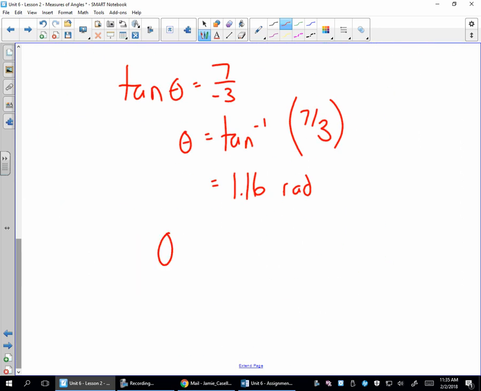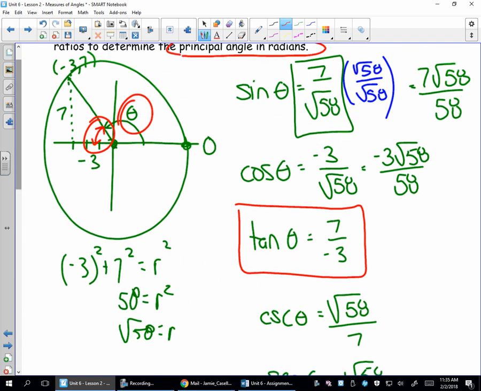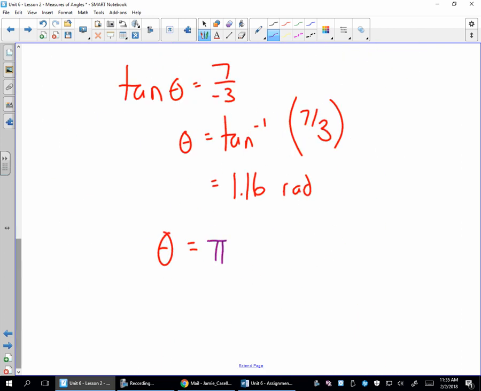The center angle we want would be, well, from here all the way around to there is pi, right? Half a circle. So our answer is going to be pi minus 1.16, the radian measure we had inside the triangle. And that's going to give us a center angle of 1.98 radians.